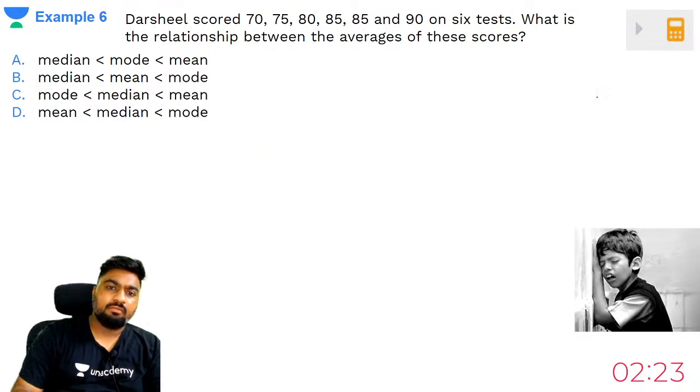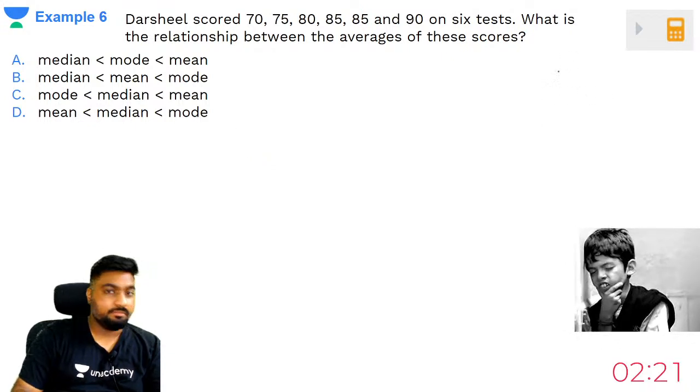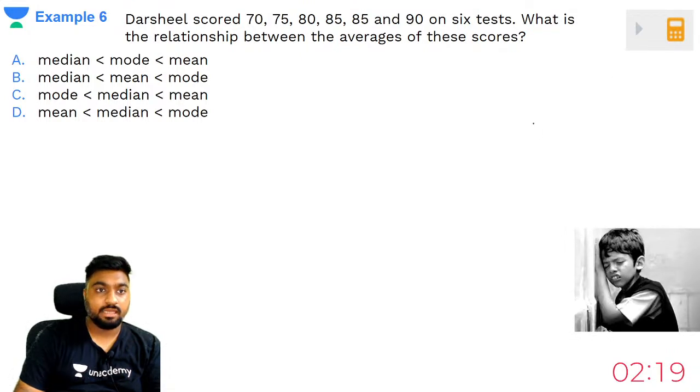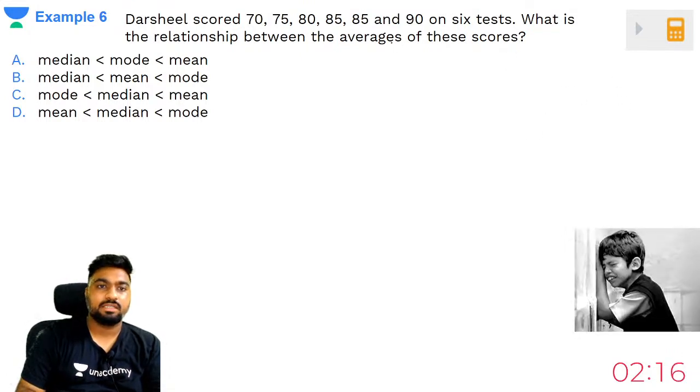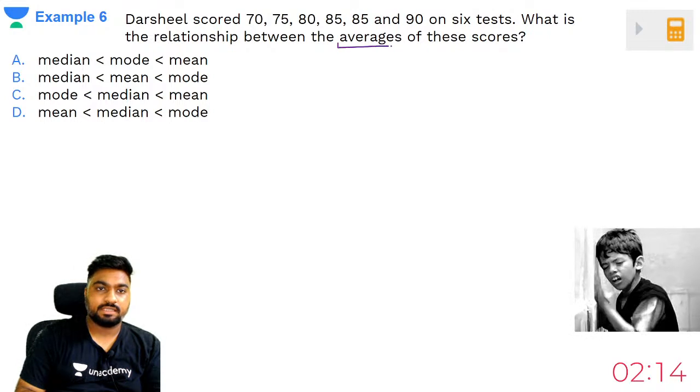So mean, median and mode are all averages only. Mean is also an average, median is also an average, mode is also an average. Different types of averages basically. Okay.